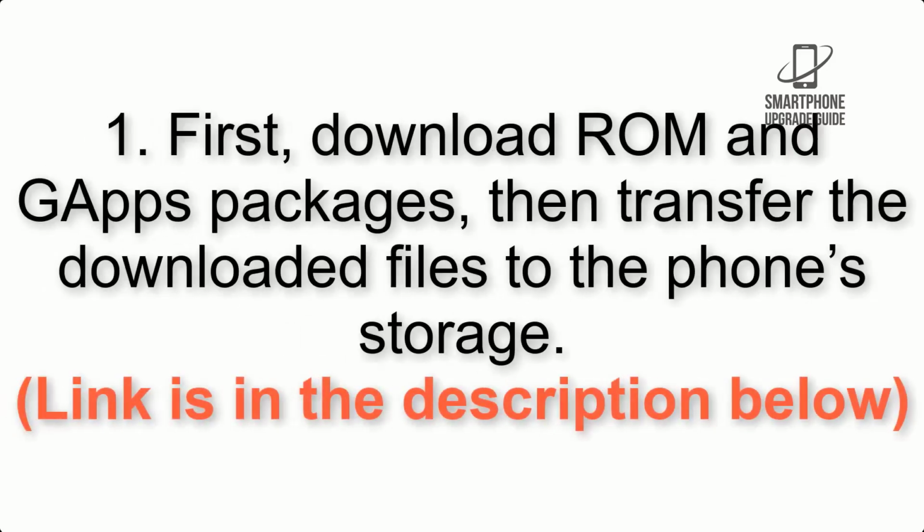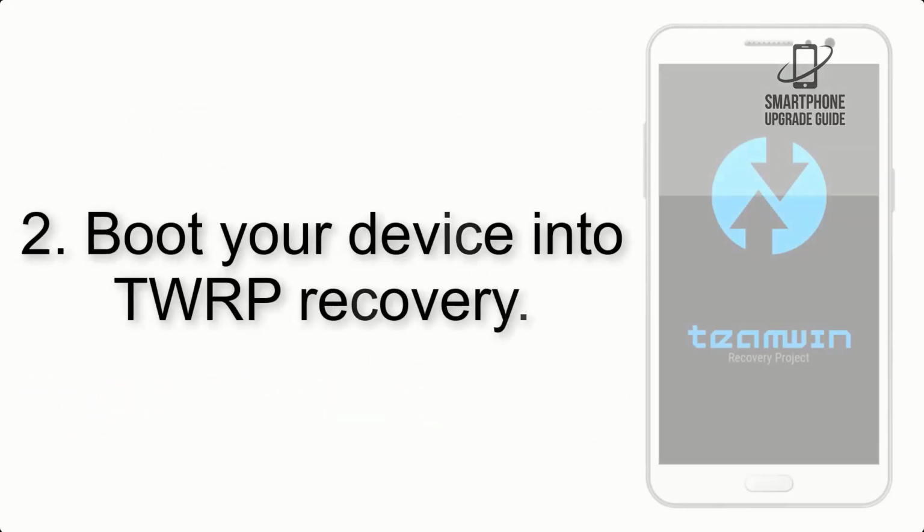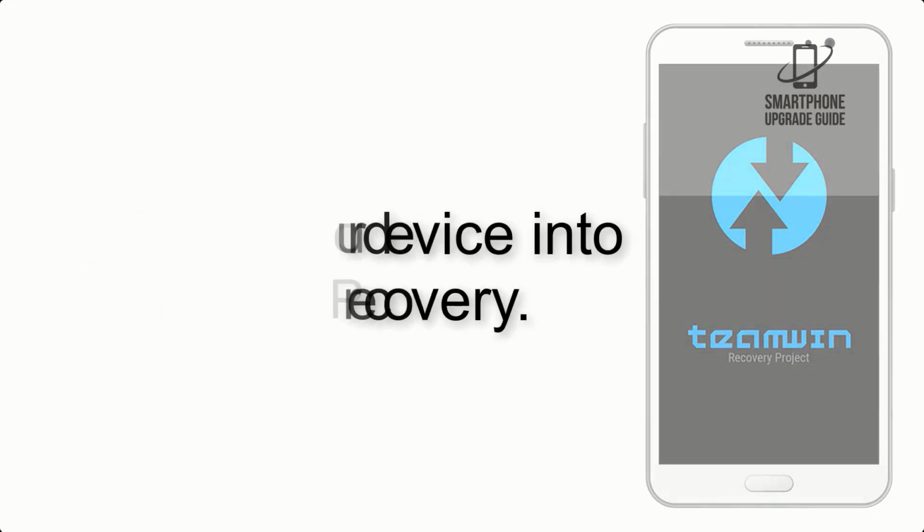First download ROM and GApps packages, then transfer the downloaded files to the phone storage. Link is in the description below. Step 2. Boot your device into TWRP recovery.